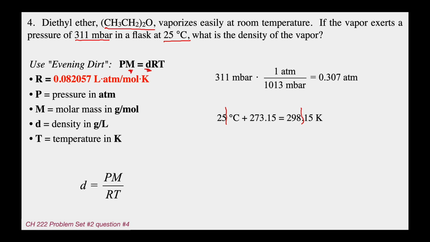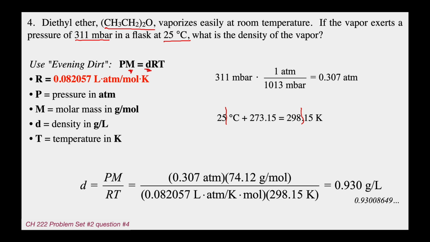So the density, if you solve for D, equals PM over RT. And again, the M is the molar mass. So if you add up the 2 ethyls and the oxygen, it comes out to be 74.12 grams per mole. Again, use the periodic table to do this. But if you did it right, you'll get a molar mass of 74.12. The pressure, 0.307 atmospheres times the molar mass divided by R divided by 298.15.